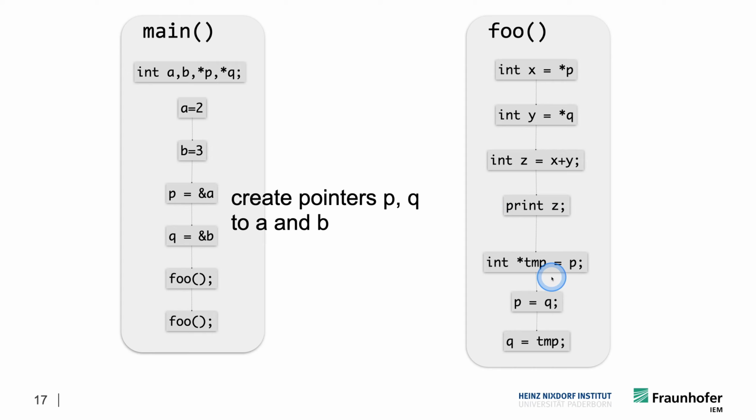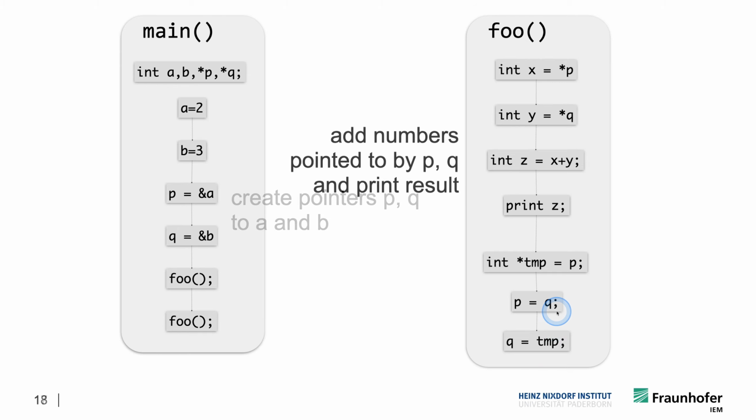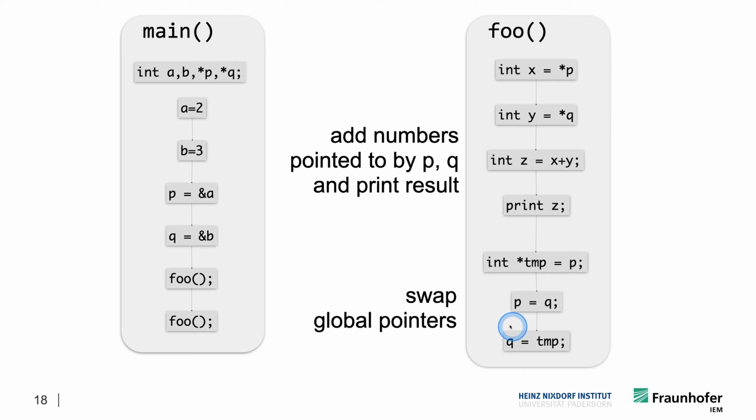But now the evil bit is starting. After adding these pointers together, it's actually swapping the global pointers around, right? So now after that, Q will point to whatever P was pointing to, and the other way around. That is evil to some extent because then we are calling foo again. So this time we will be accessing the same values but actually the other way around.